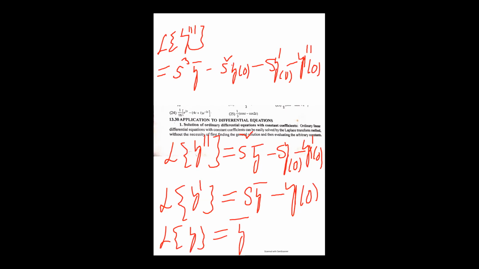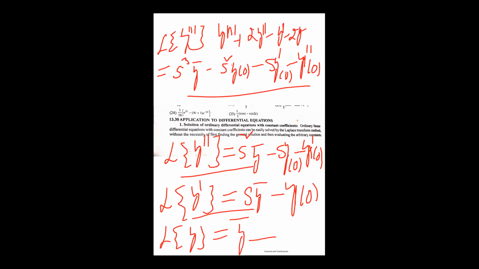So these four sequences are substituted in the given problem. So we have to go to the problem. The problem statement is y triple dash plus 2y double dash minus y dash minus 2y equal to 0. First we have to apply the Laplace transform on both sides of the given problem and expand the Laplace transforms of y triple dash, y double dash like this, and substitute the given values into the expansion.